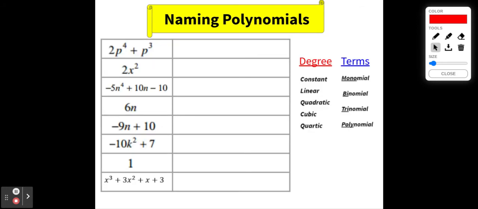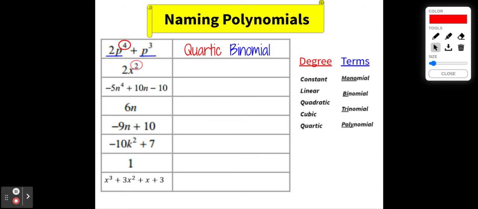Okay, so let's practice naming polynomials. We're going to name them by the degree and also by the number of terms. The degree generally goes first. If we look at 2p to the fourth power plus p to the third power, we first look at the degree of the highest term, which is the first term if it's in standard form. That's a degree of 4, and a fourth degree polynomial is called quartic. But then we also have to look at how many terms it has. It has 2 terms, so it's a binomial. So we would call this a quartic binomial, and that's how we would name that expression.